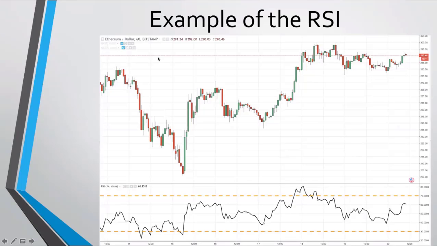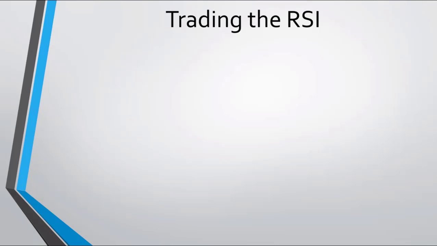Here's an example of the RSI. This is on the Ethereum US dollar 60-minute chart. And you can see there's an orange line up at the 70 mark, an orange line on the 30 mark, and you can see how the oscillator moves back and forth between them. Let me turn it back over to Bob to go over some different ways to trade the RSI indicator.